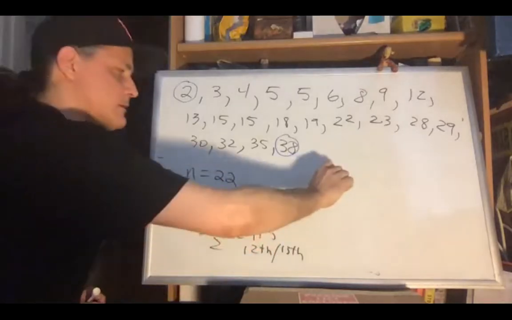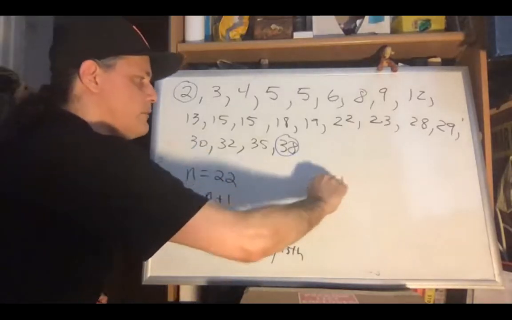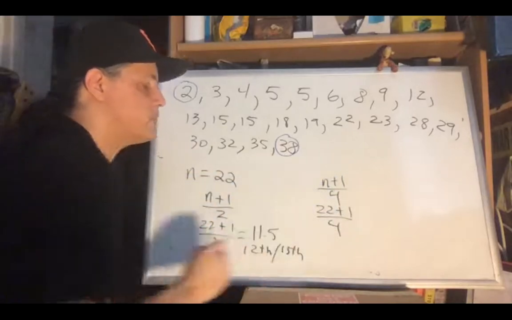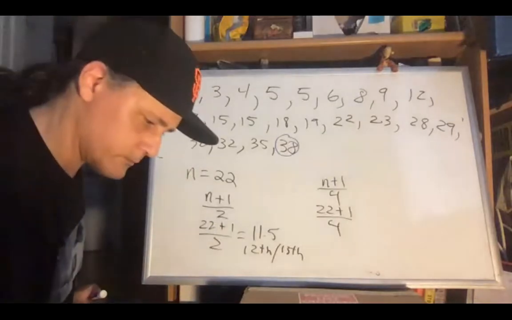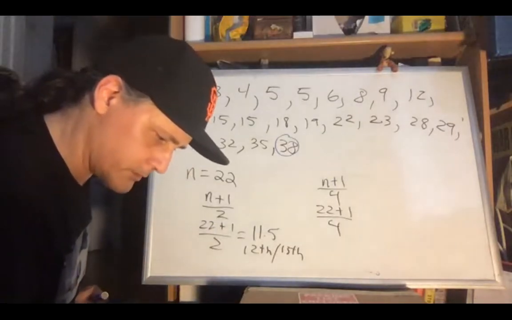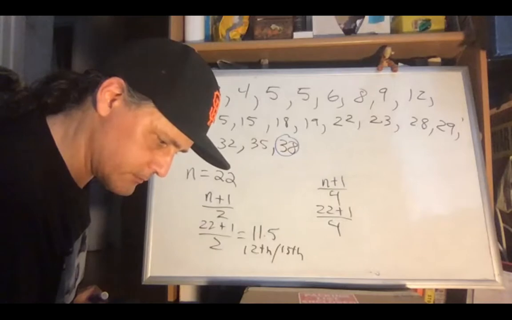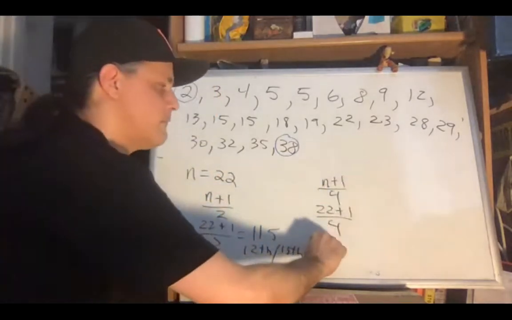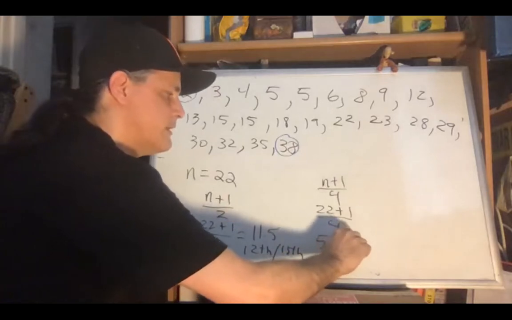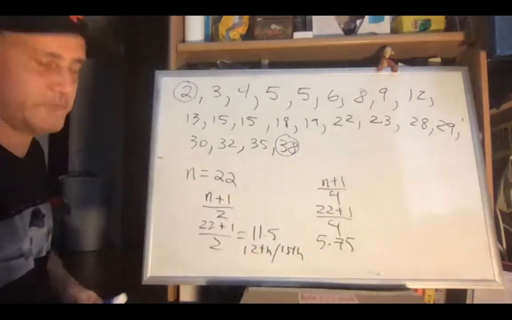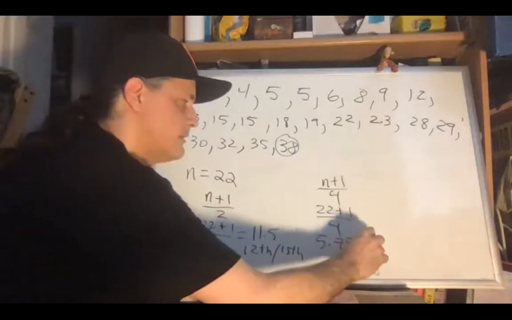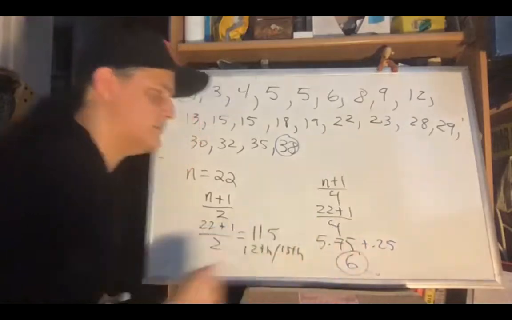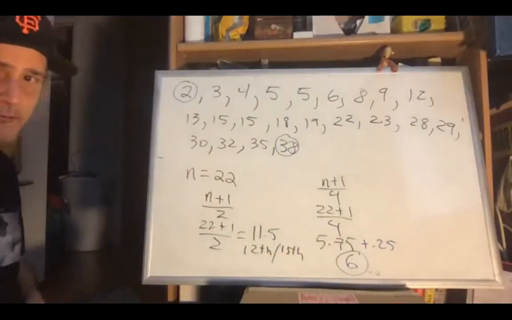Then to get the quartiles, we can do n plus 1 divided by 4. So 22 plus 1 divided by 4. All right, let me make sure I didn't do anything wrong. Yeah, okay. So then we get 5.75. Look at that, it's a 0.75. So that means we're going to have to add 0.25. So 6. So the sixth number from the top, the sixth number from the bottom.